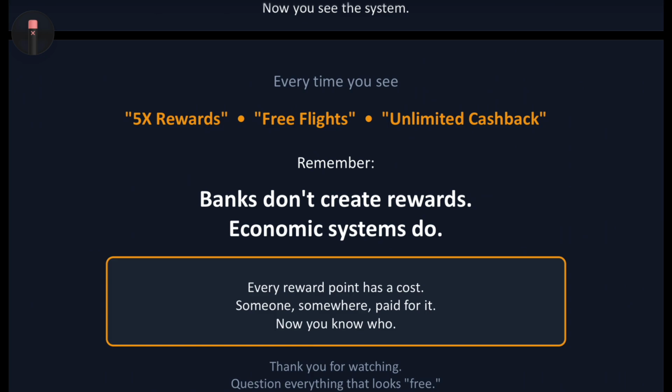So now, every time you see 5x rewards, maybe free flights or unlimited cashback, remember, banks never create rewards, the economic systems do. Every reward has a cost. Someone somewhere is paying for it.